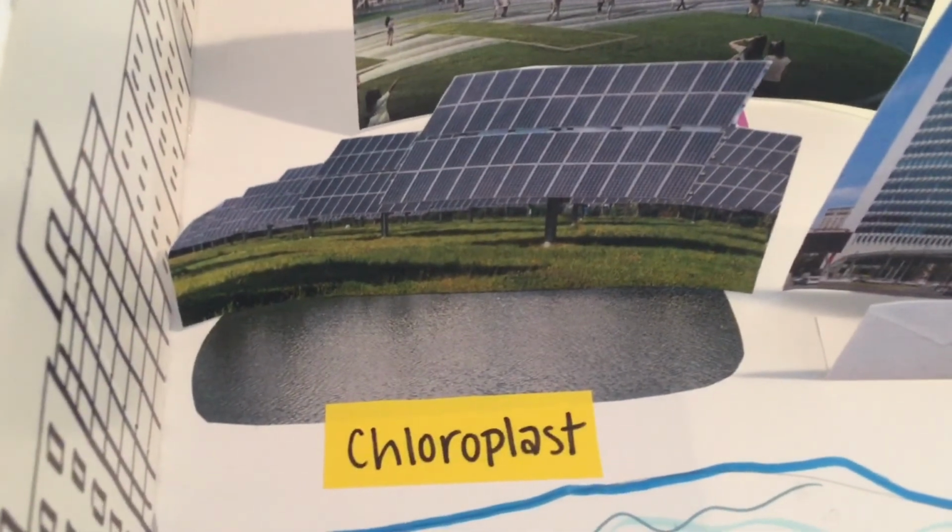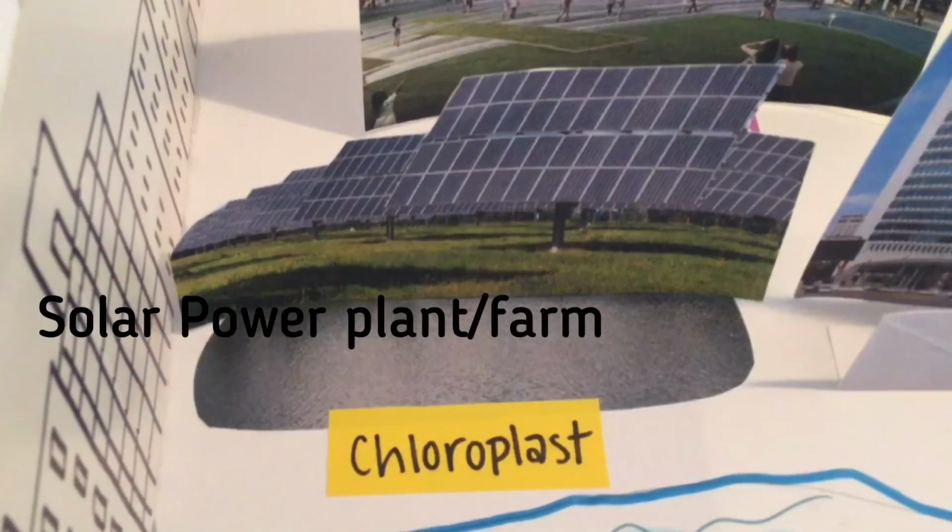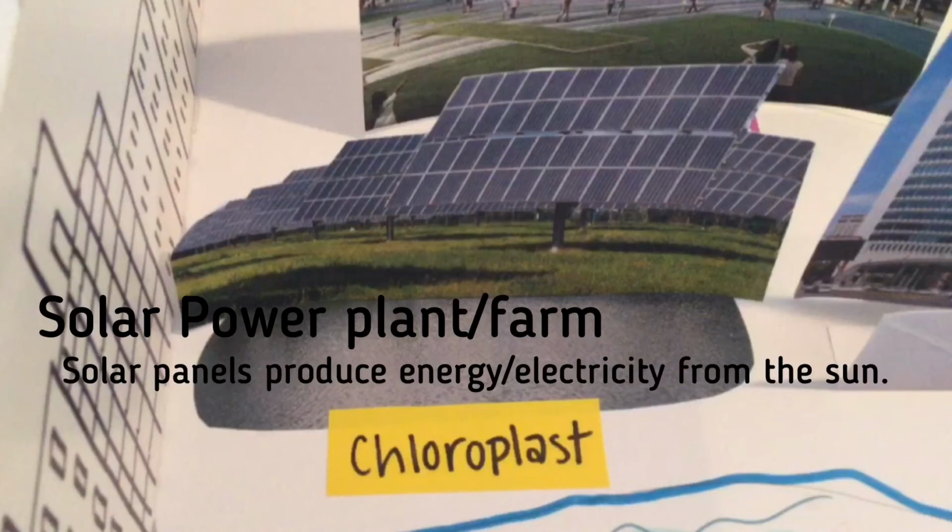The chloroplast of Seoul would be a solar power plant. There is a huge solar farm being built in Seoul that is floating on a lake. The chloroplast of a plant cell captures the sunlight and produces sugars from it, which is then used to power the cell. Solar panels also capture sunlight to generate energy and produce electricity from the sun.